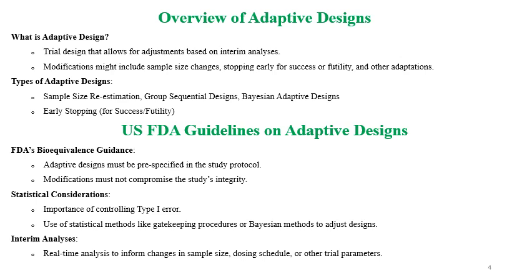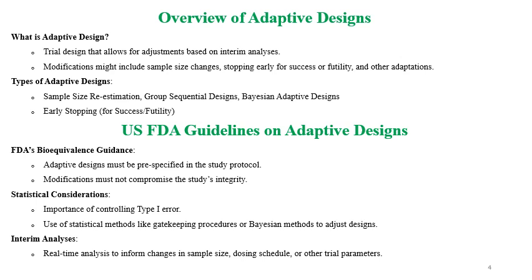So sample size re-estimation is one of the designs. Then group sequential design is another type of design. Bayesian adaptive design is another design, and early stopping for success or futility is a type of adaptive design. So mainly here I have enlisted around 4 types. There may be some other types as well.